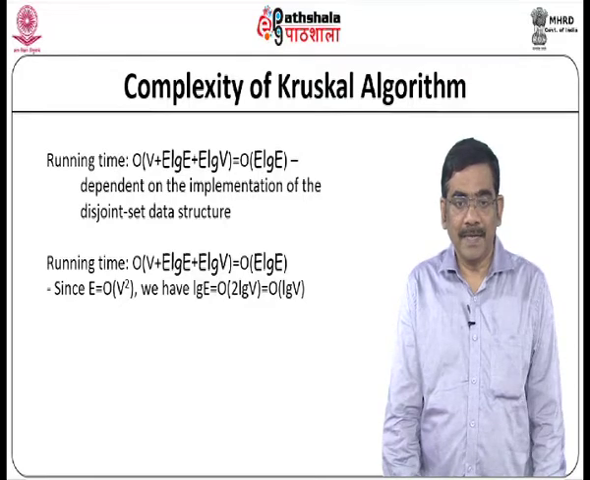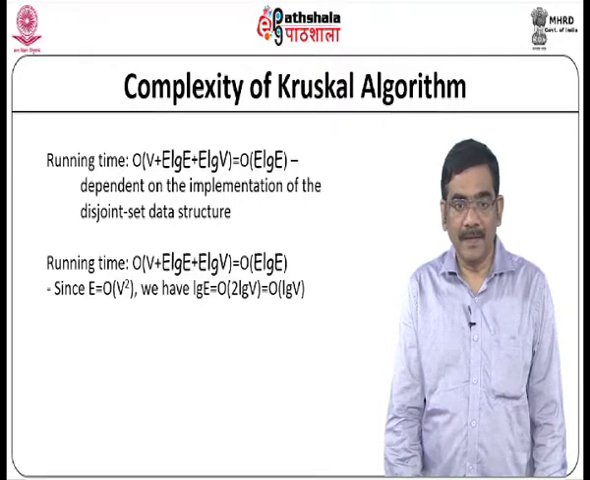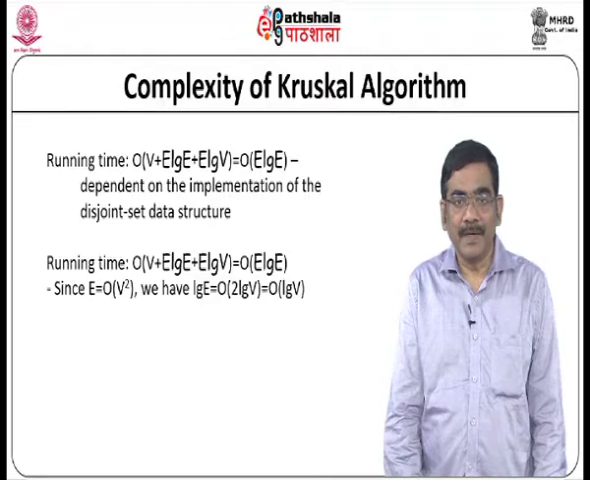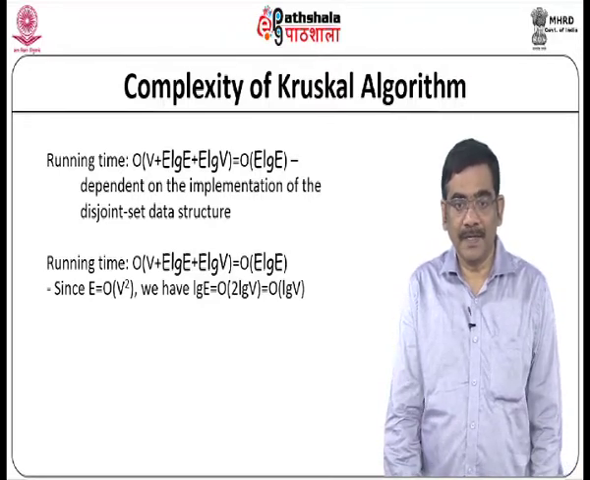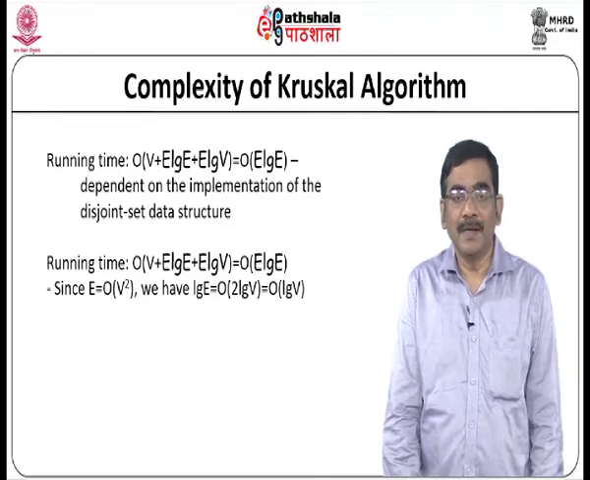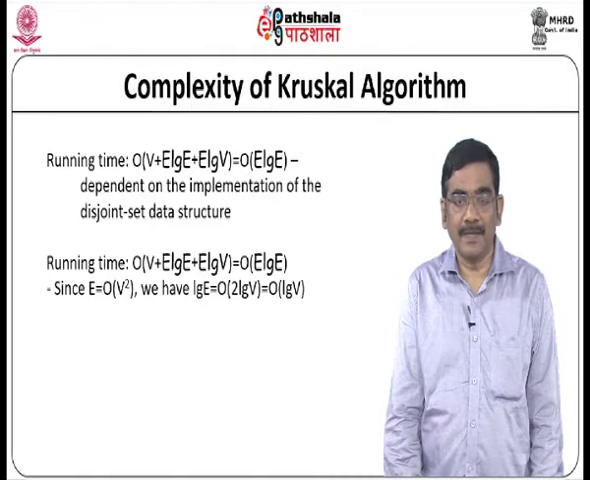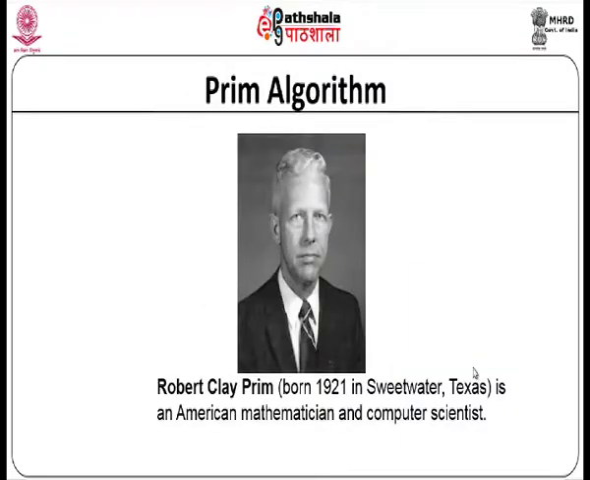So, the running time is order of V plus E log E plus E log E. That means you can see that if E is order of V squared, then we have order of log V. This is the complexity of this particular Kruskal algorithm. The next algorithm is Prim's algorithm.